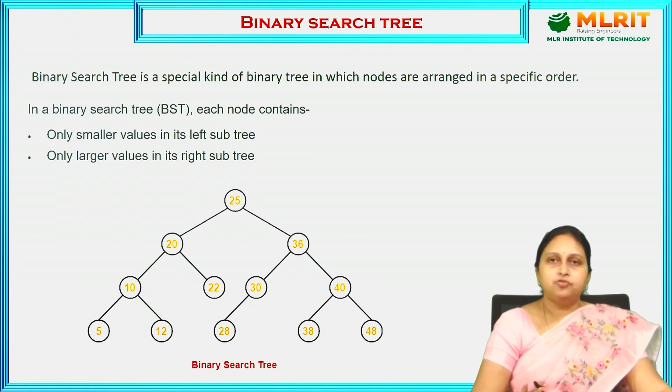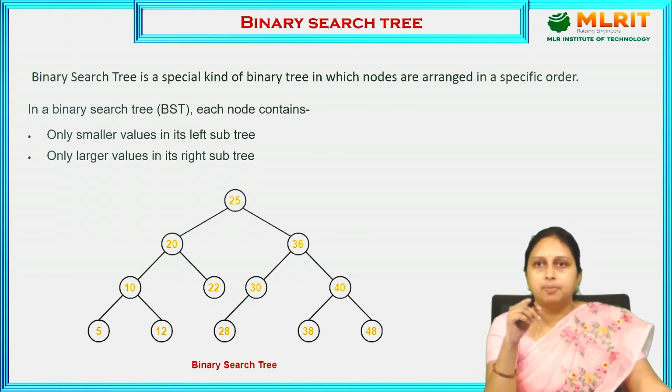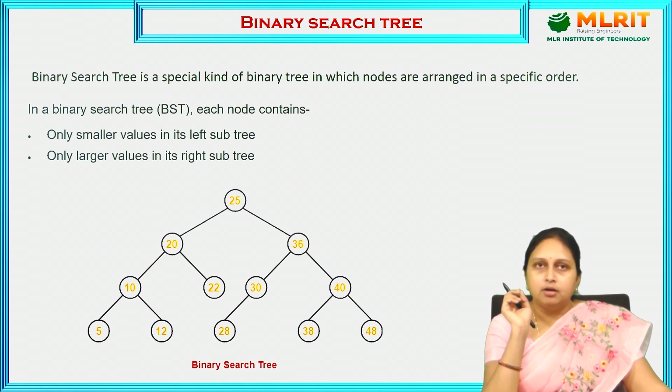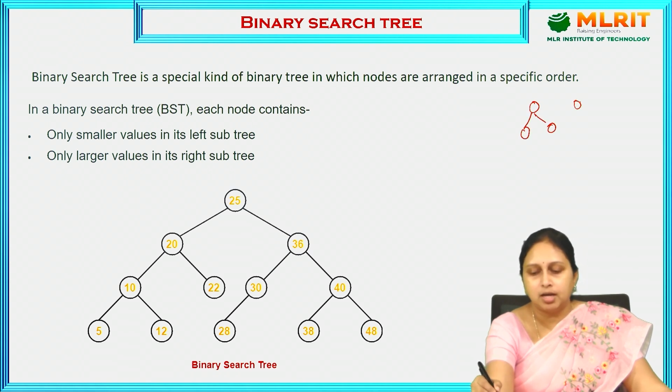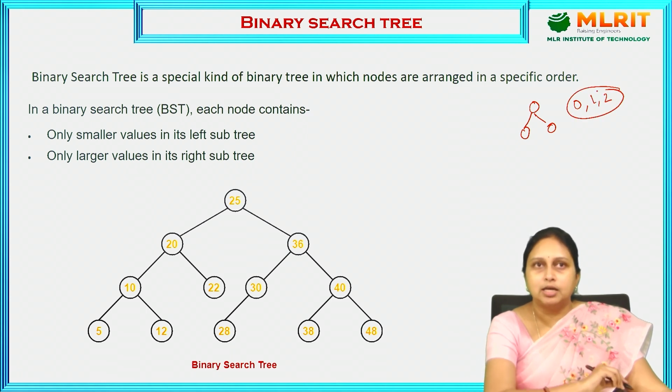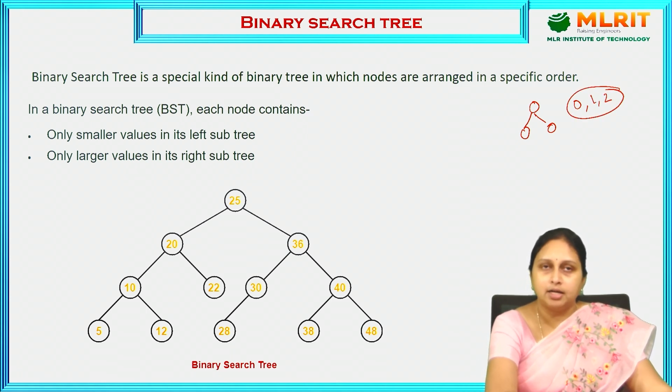What is the difference between a binary tree and a binary search tree? A binary tree is nothing but a tree in which a node consists of at most two children. That means a node consists of at most two children. You may have 0 children, or 1, or 2. Any of these cases can be satisfied with the binary tree.